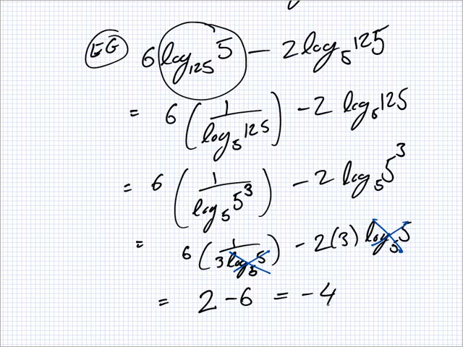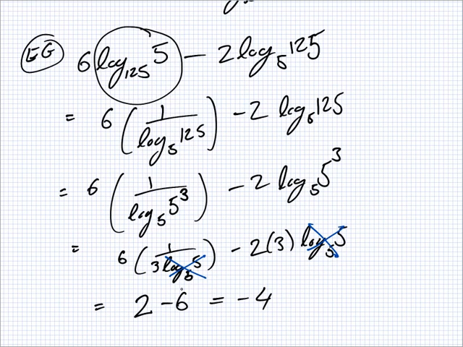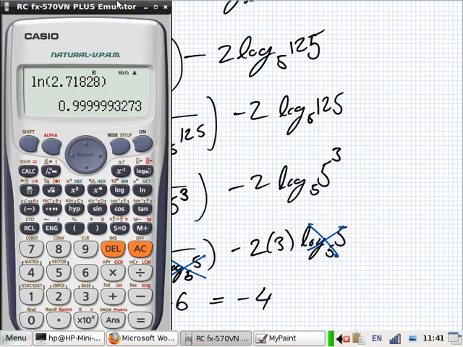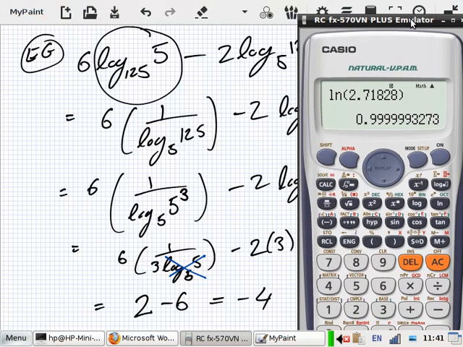Now, you can't do this in the exam, but you can at least check your answer on the calculator. So let's check it here. What's my first one? 6 log base 125 of 5 minus 2 log base 5 of 125. I should get minus 4. Okay, so I do.